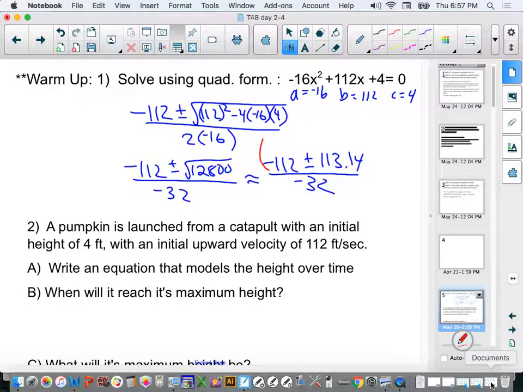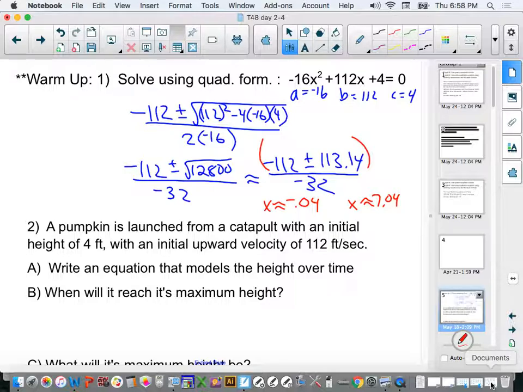Remember, when you put this in a calculator, put parentheses around the numerator. So if I take negative 112 plus 113.14, get an answer, and divide that by negative 32, one of my solutions is negative 0.04. If I go back and do negative 112 minus 113.14, I get negative 225.14 divided by negative 32. I get my other solution, which is around 7.04.